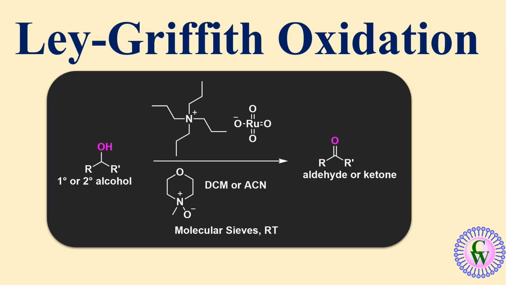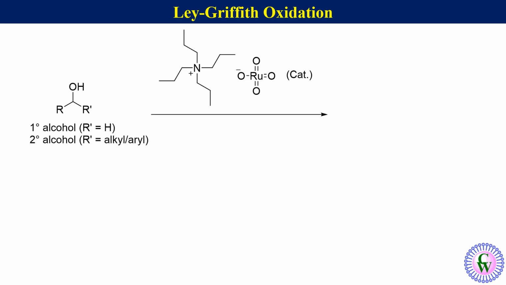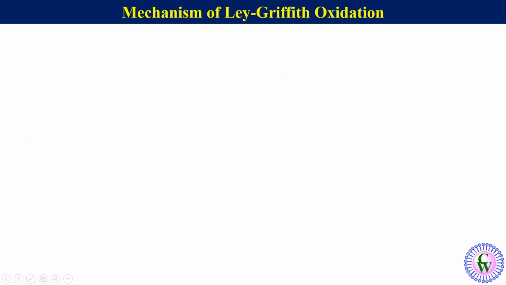In this video we are going to learn an important name reaction, that is the Ley-Griffith Oxidation. In this reaction, a primary or secondary alcohol in the presence of tetrapropylammonium perruthenate catalyst and N-methylmorpholine oxide as oxidant in DCM or acetonitrile solvent in the presence of molecular sieve at room temperature gets oxidized to aldehyde or ketone. Mechanism of Ley-Griffith oxidation.